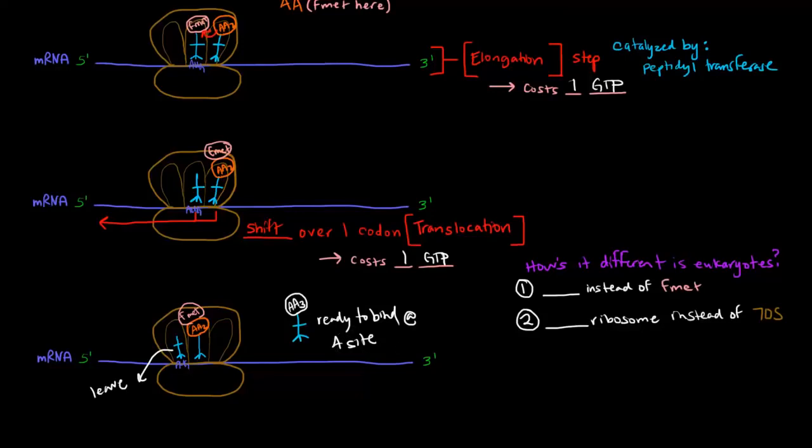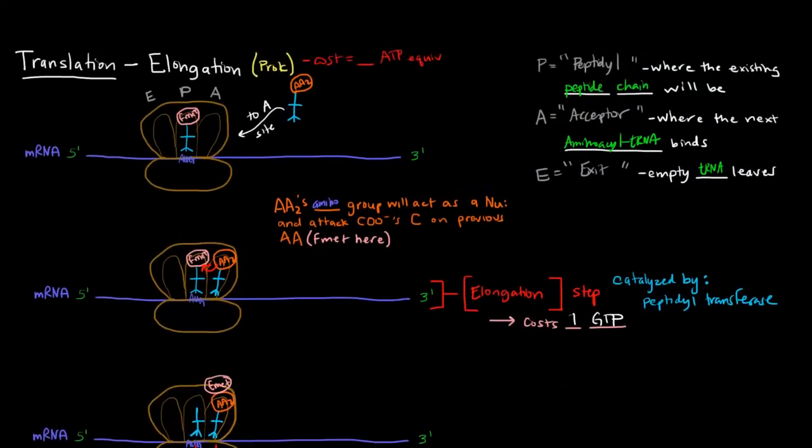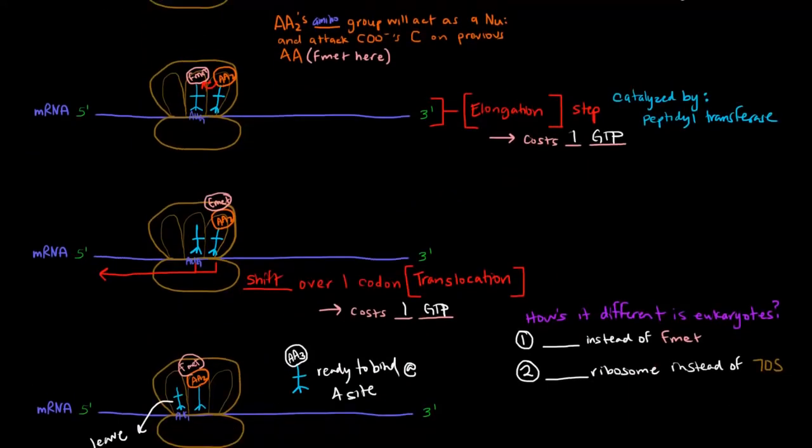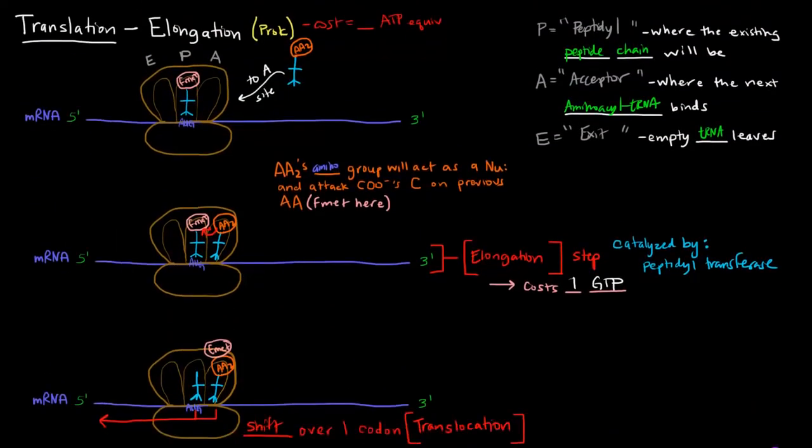So how is this different in eukaryotes? Well, in eukaryotes, there's no formylated methionine. It's just a methionine. And the other difference is that instead of having a 70S ribosome, there's an 80S ribosome. Other than that, it's pretty much the same.